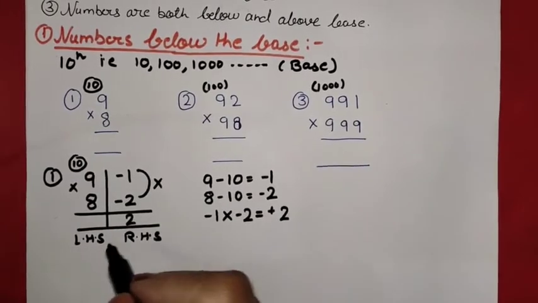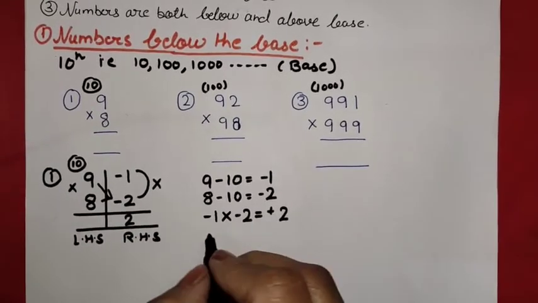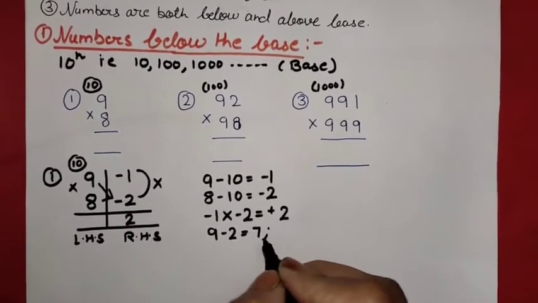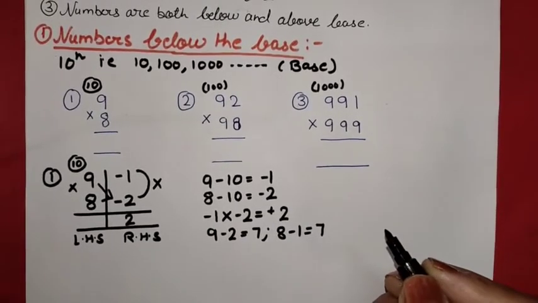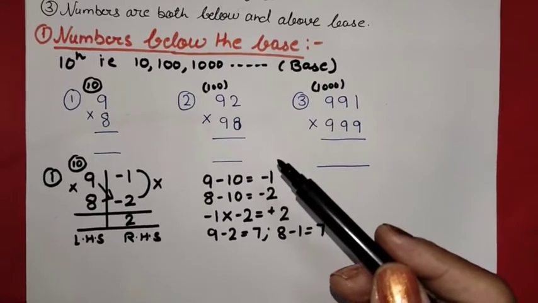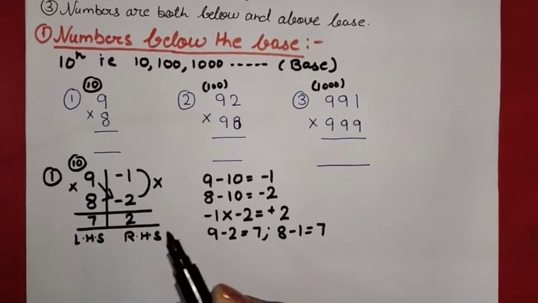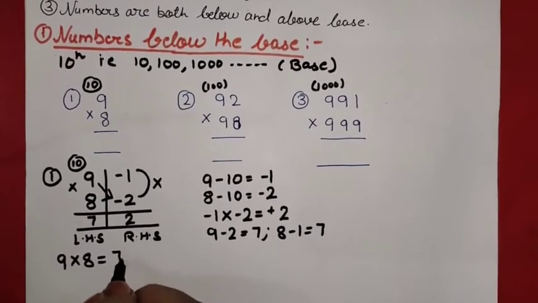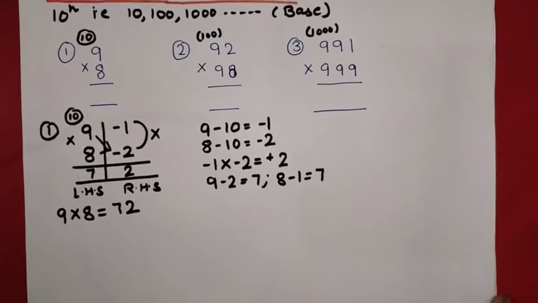And for the left hand side part, we will cross subtract the two numbers to find the answer. Either you can find 9 minus 2, it will give you 7, or you can also do 8 minus 1, it will also give you 7. You can do any one of the two subtractions; whichever subtraction needs lesser calculation, choose that one. 9 minus 2 is 7. So here comes your answer. Your final answer is ready. 9 multiplied by 8 is 72. I have taken such a small question to make you understand the concept of the base method.